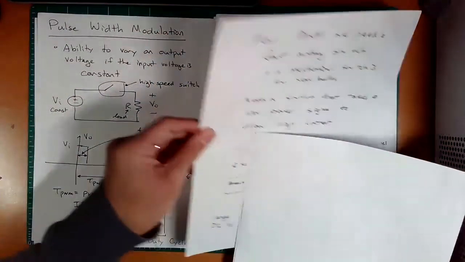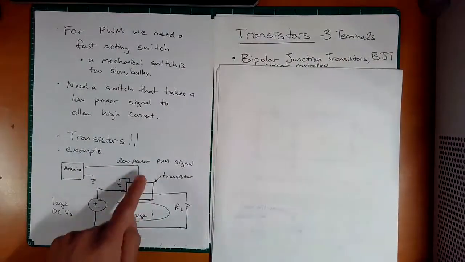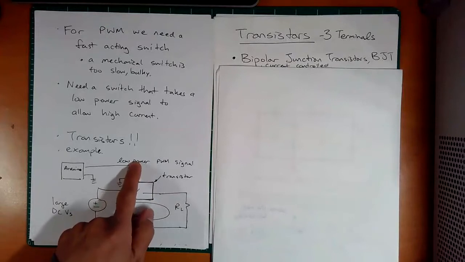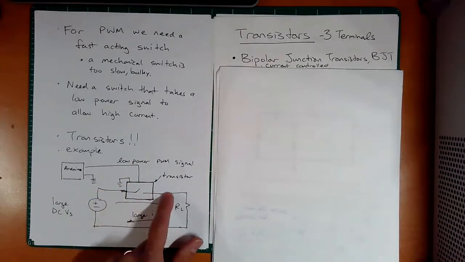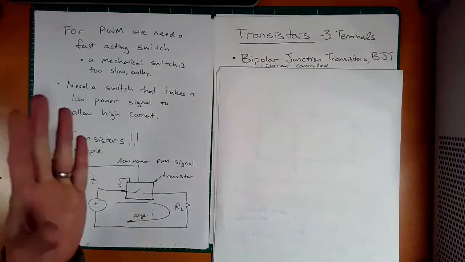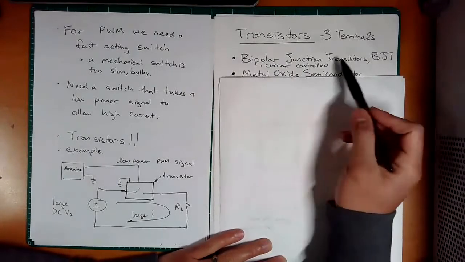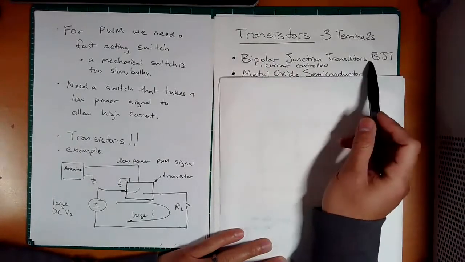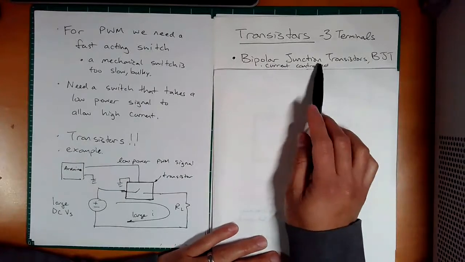Okay. So what are some common transistors? I want you to think of three terminal devices, 1, 2, 3. One is a low power input signal, and the other is like the big power rail signal, or the big power rail that's closing, right? The one we'll talk about in today's lecture is called the bipolar junction transistor, BJT. This is actually a current controlled device.